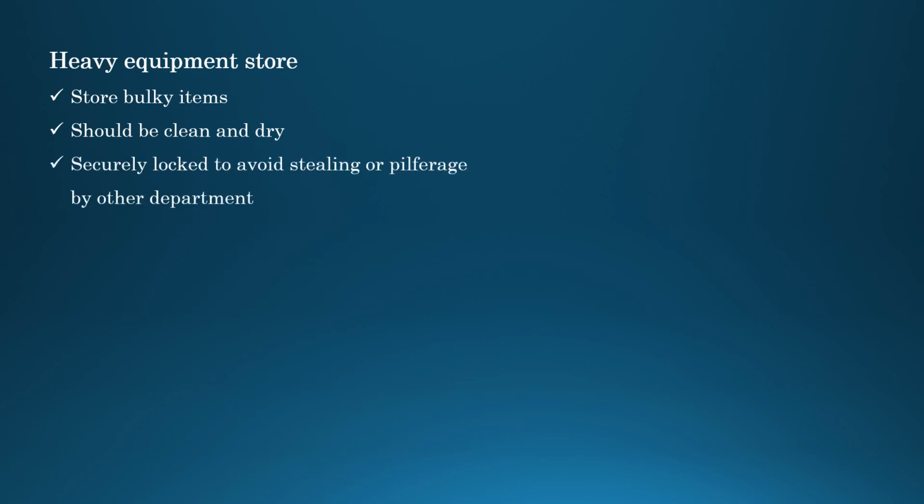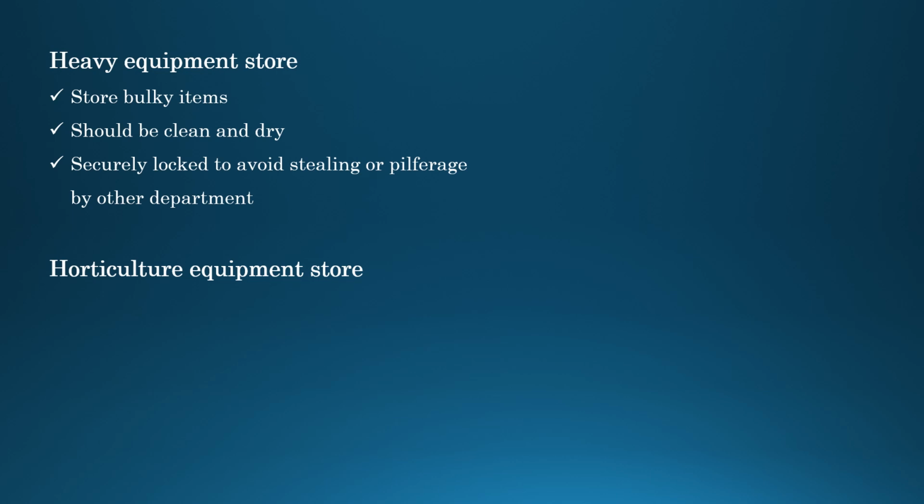The other section is the heavy equipment store. This room is to store bulky equipment and items such as vacuum cleaners, carpet shampooing machines, ladders, roll-away beds and mattresses. It should be clean, dry and cool, and it can be locked when not in use.